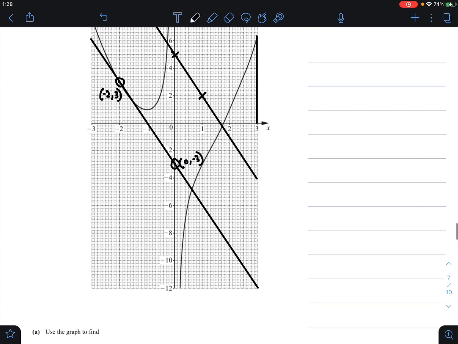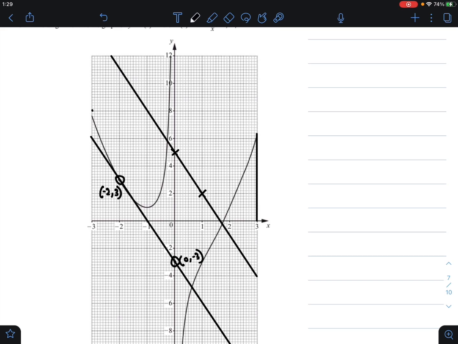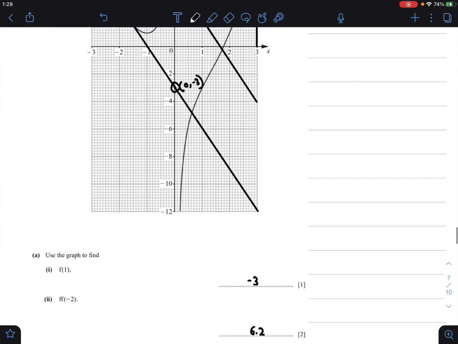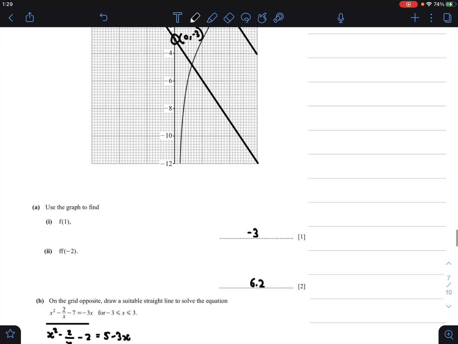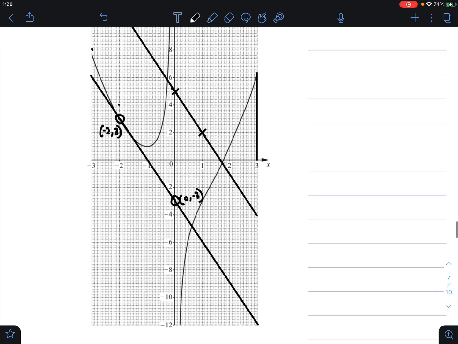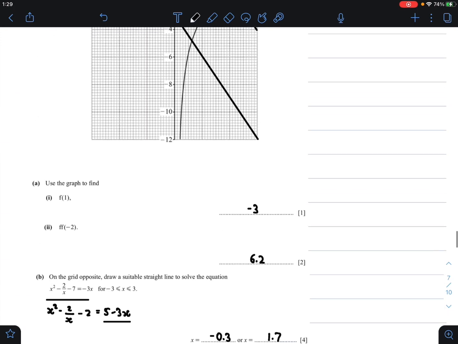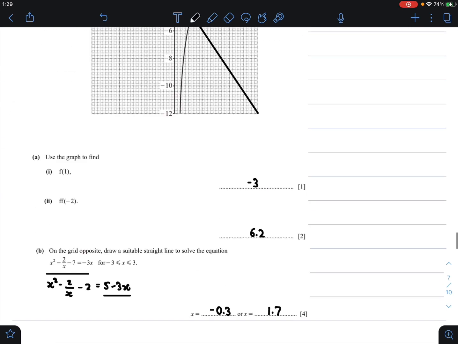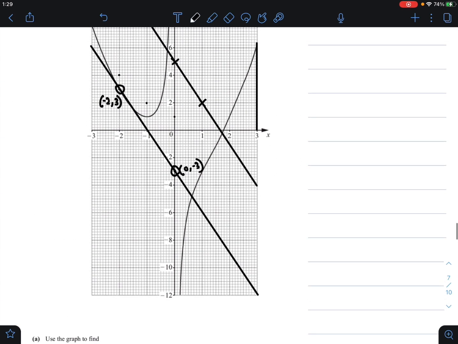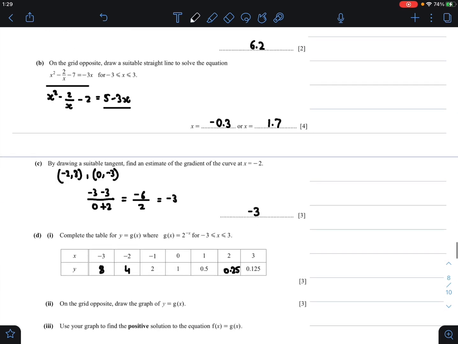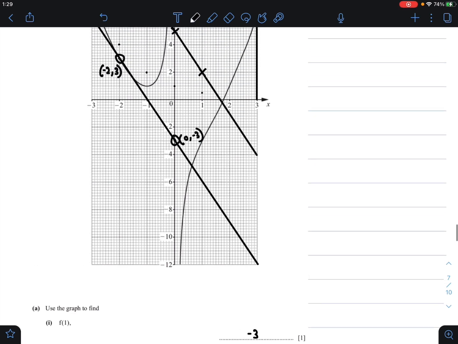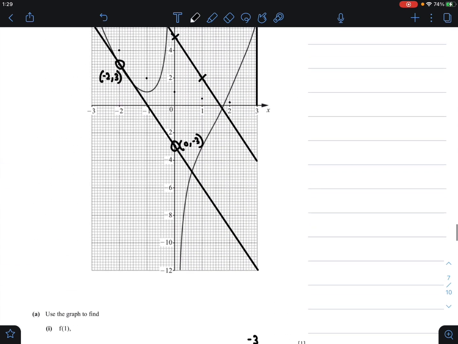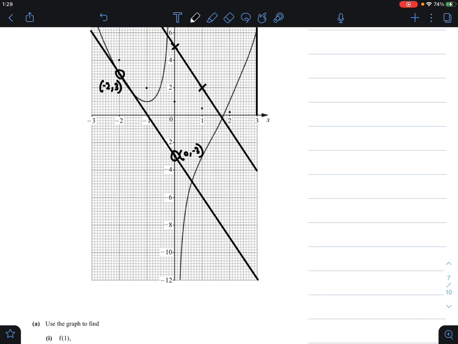So -3 comma 8 is the first point, so that would come right here. Then is -2 comma 4, which is right here. Next is -1 comma 2, which is right here. Next is 0, 1, which is right here. Next is 1, 0.5, which is right here. Then is 2, 0.25, which is right here. And 3, 0.125. That point you don't really need to plot, because that would be really tough to plot on this graph. So let's go ahead and draw the curve.